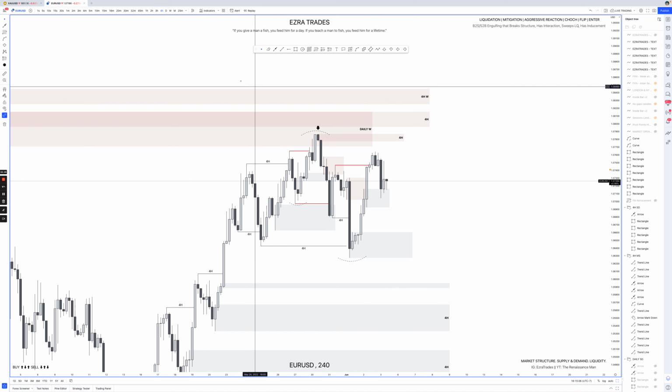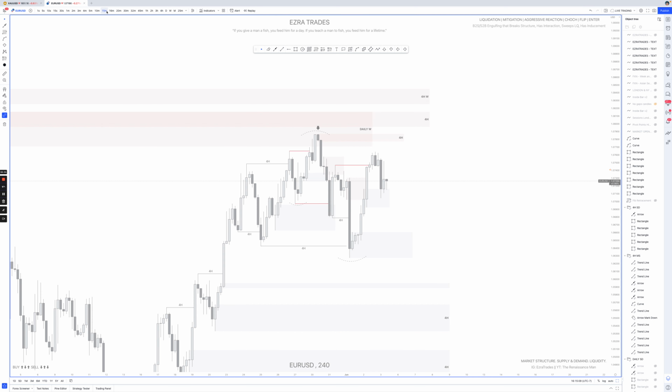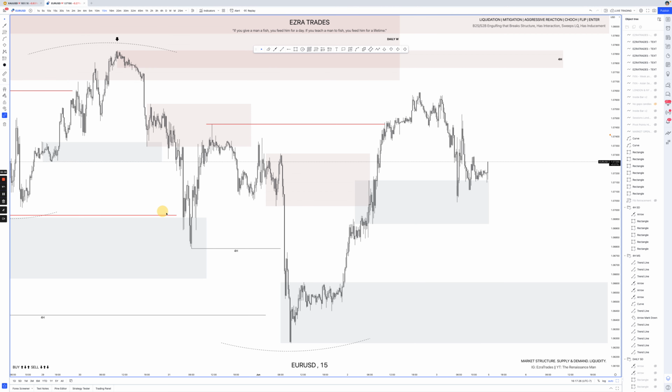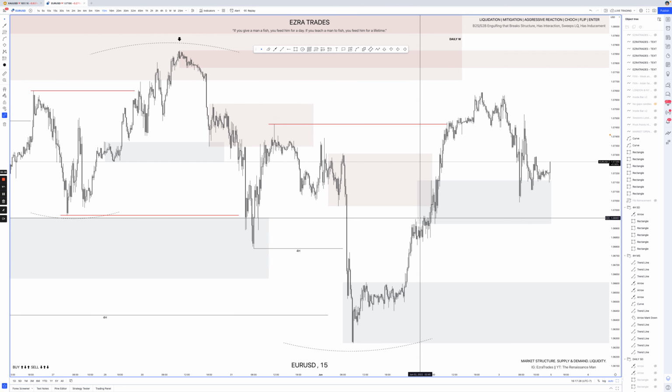All right, so what we're going to do now, now that we have some of this structure marked up, is jump back to the 15-minute and see if we can see anything. All right, so now that we have the 15-minute, let's take a look to see what we can find.